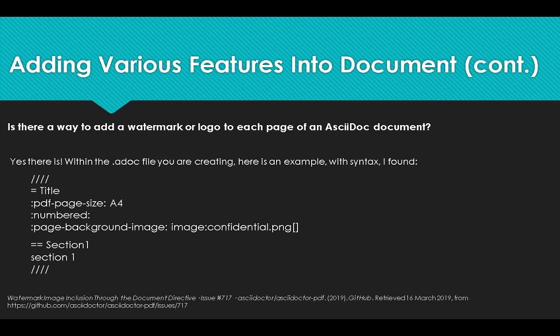But the important thing is the third line down where it says page-background-image, and then image:confidential.png. That's another way, within the syntax of AsciiDoc, that you can reference an image just using that within that AsciiDoc document. So that's kind of cool.